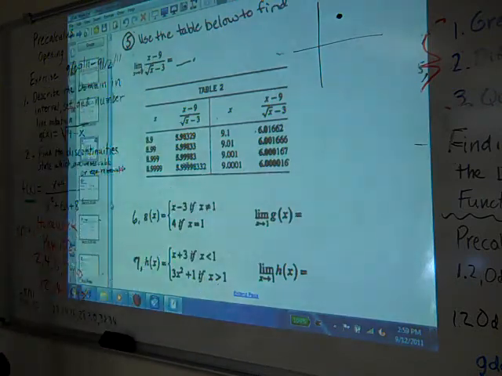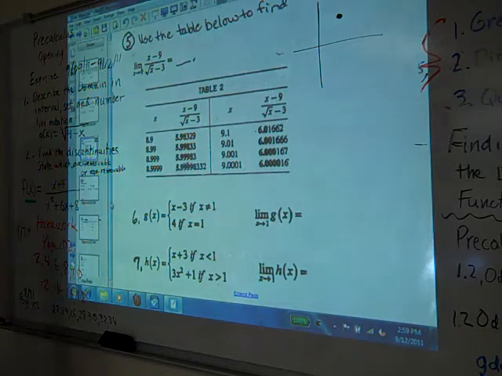Can you find the limit for 7? I got do not exist. Why did you get do not exist? Because I put the number 1 for both functions. And what did you get? 4. Are you having an epiphany right now? Are you having an aha moment?